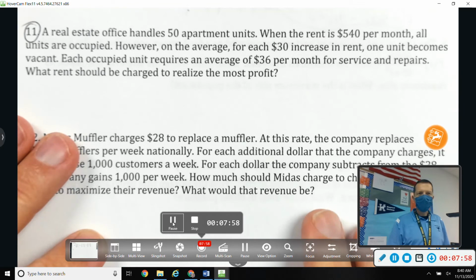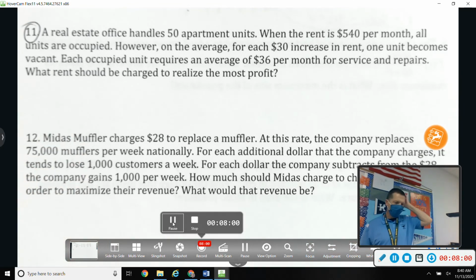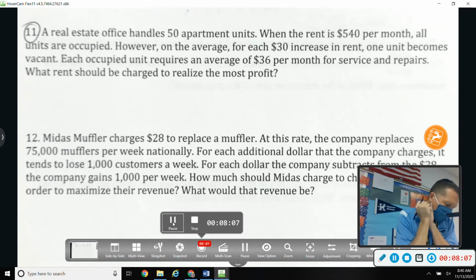Number 11. A real estate office handles 50 apartment units. When the rent is $540 per month, all the units are occupied. However, on the average, for each $30 increase in rent, 1 unit becomes vacant. Okay, so this is similar to the fish and similar to the pears. Like, if we increase one thing, it decreases another thing. So where do we want to find the best middle ground here?